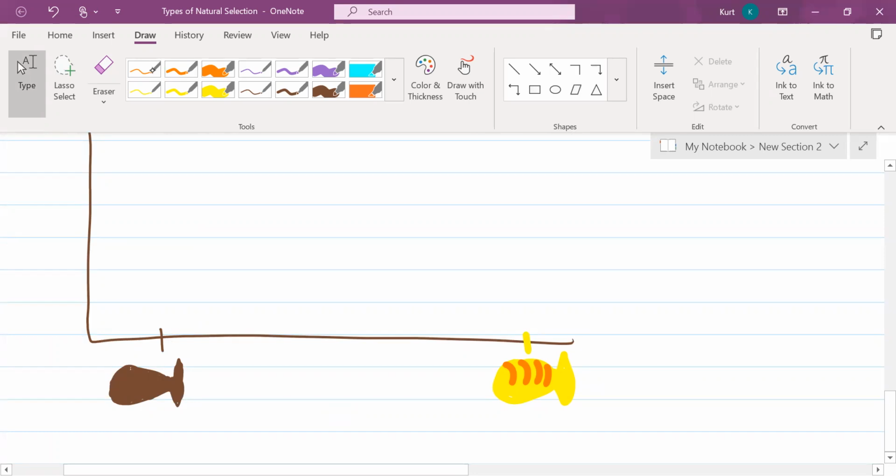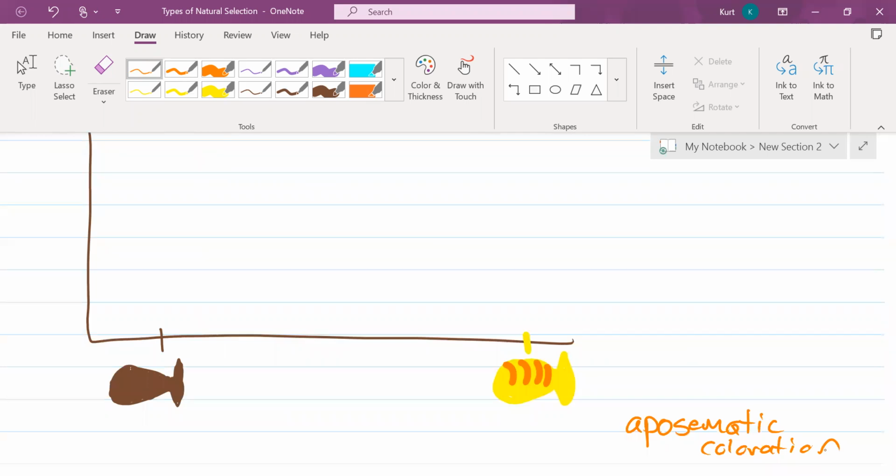Now, I'm going to give you guys a lesson within a lesson. You don't have to write this word down. There's a concept in nature called aposematic coloration. This basically means warning colors. Have you ever heard of a poison dart frog or a poison dart toad? They are very brightly colored. They're beautiful frogs. They're bright red, blue, green. They look like neon lights, but they're venomous.